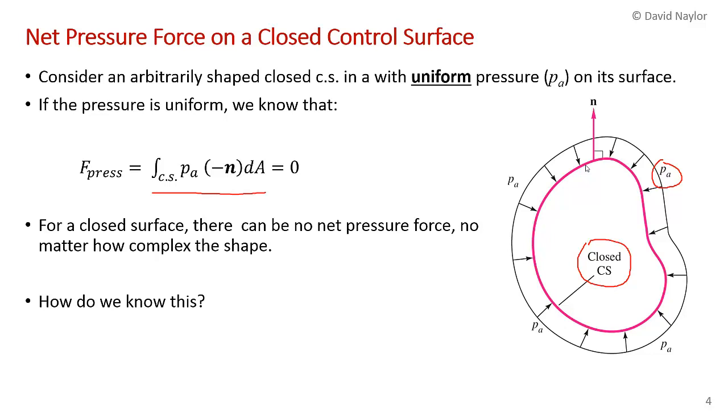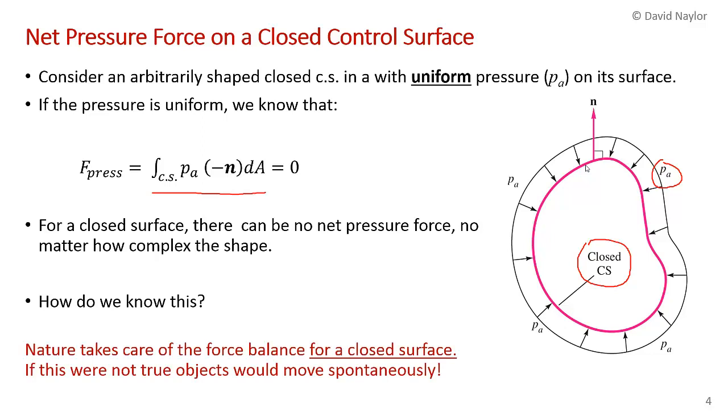How do we know this? The book gives this expression and doesn't put a sentence in to justify it. It's probably obvious to some of you, but maybe some of you are puzzled by why that has to be. Well, the reason is nature takes care of that force balance for a closed surface. We know that because objects sitting around in the room don't spontaneously move because of an imbalance in pressure force. The coffee cup on your desk, which is a very complicated shape, has atmospheric pressure on all sides, and nature takes care of the integral. There's no net pressure force in any one direction. It's completely balanced. So we know this is true just from our everyday experience.